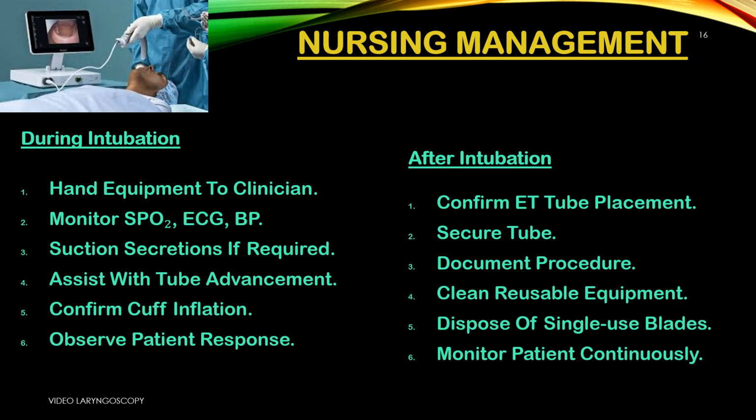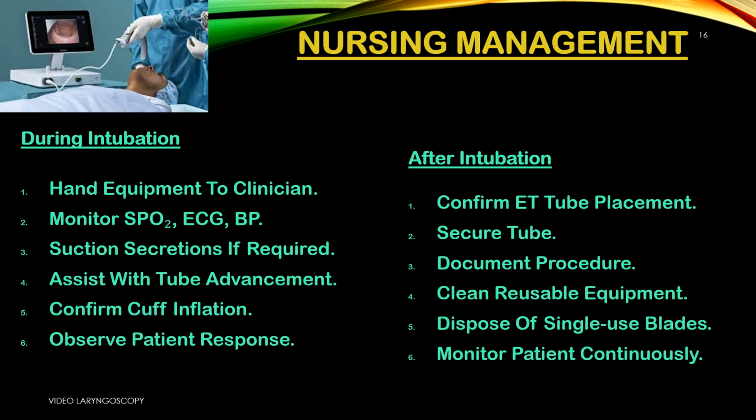Nursing management. During intubation. 1. Hand equipment to clinician. Pass the laryngoscope, tube, and other tools smoothly. Keeps the process fast and organized. 2. Monitor SpO2, ECG, BP. Watch vitals continuously. Alert the team immediately if oxygen or blood pressure drops. 3. Suction secretions if required. Clear blood, vomit, or secretions. A clean view is key for successful tube placement.